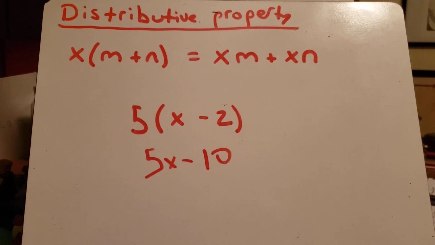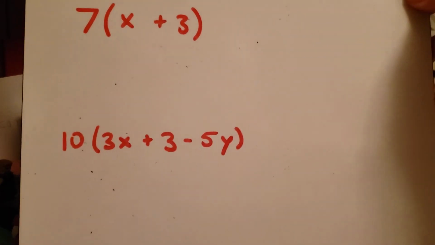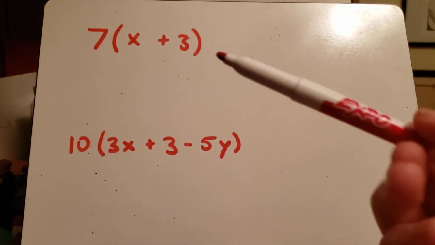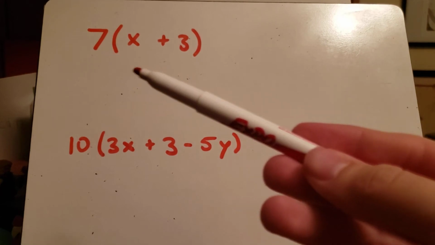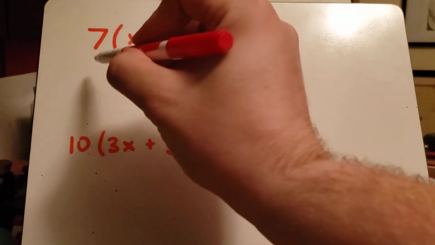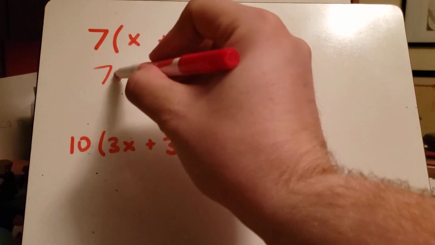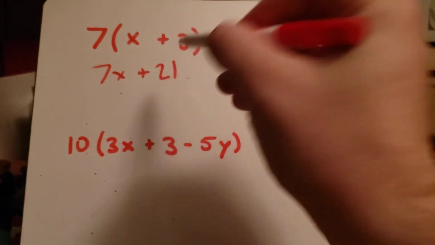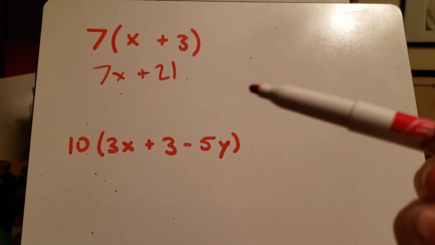Here I've got two more examples for you. One that's a little bit simpler, one that's a little bit harder. In the first one here, we've got 7 times x plus 3. So just like the last time, we're going to multiply 7 times x and 7 times 3, and that'll get us our correct thing. So 7x, and 7 times 3 is 21. And there you go. That's the first one.